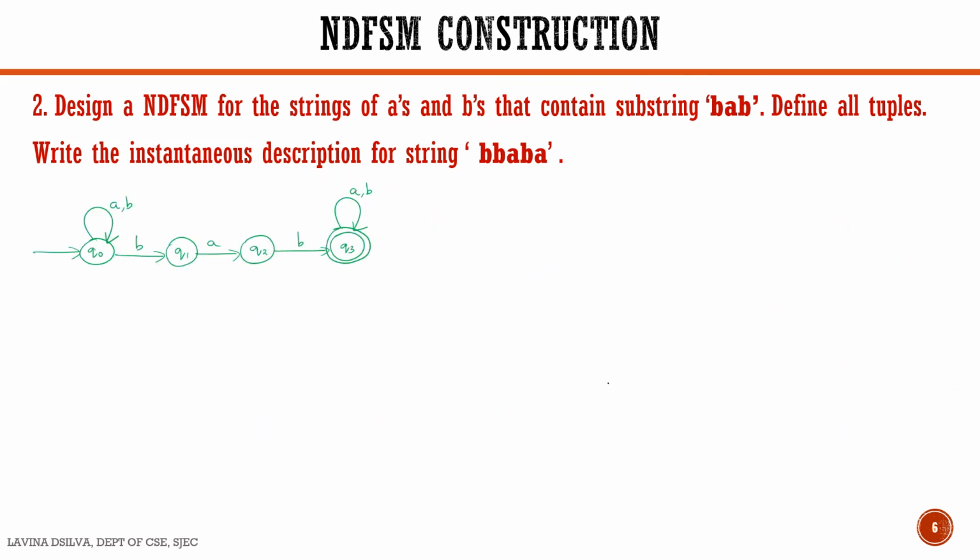We shall check the instantaneous description for the string bbaba. So on Q0 state, we are supposed to check the entire string. So on Q0 state, we check the first input, B. Therefore, if you see a B, you go to 2 states. That is Q0 state, or you can go to Q1 state. And the first character is processed. So the remaining string which you have to process is baba.